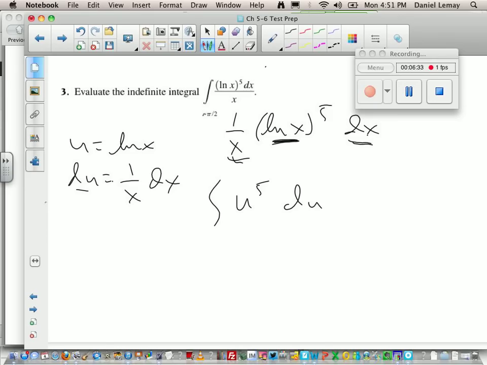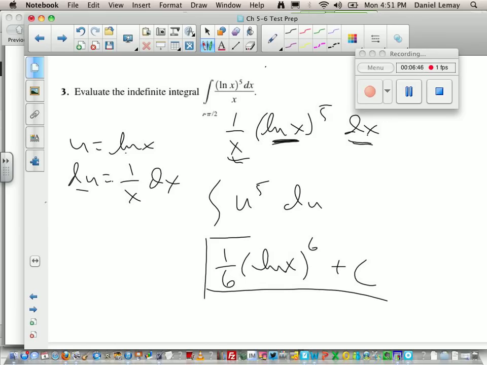So that becomes, we're going to add 1 to the 5, make it 6, divide by the 6. So I'm going to get 1/6 of something raised to the 6th power plus c. Well, that something is our u, which is ln x. And that's the antiderivative of that. Pretty easy. Okay.